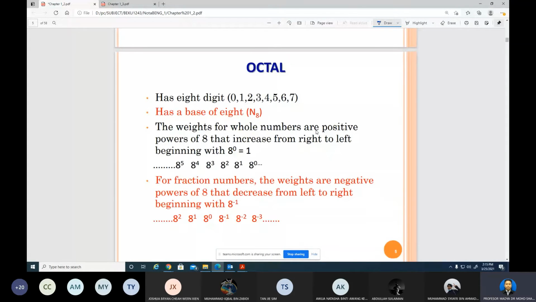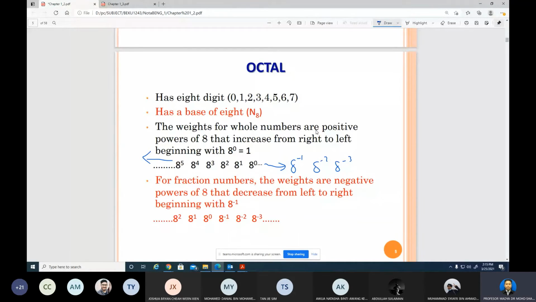Right, so next we go for the octal. Octal is base 8 that I mentioned to you. That means from 0 to 7, and then it repeats again. So this is the same. The sequence for octal starts from 8 power of 0 until infinity, and then 8 power of -1, 8 power of -2, 8 power of -3, and so on.